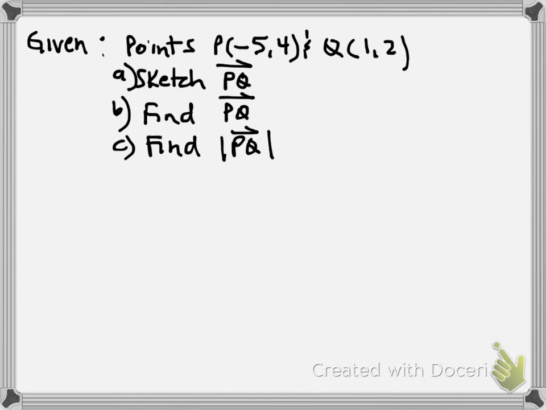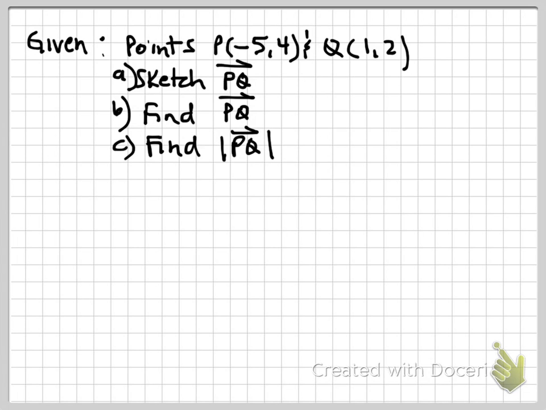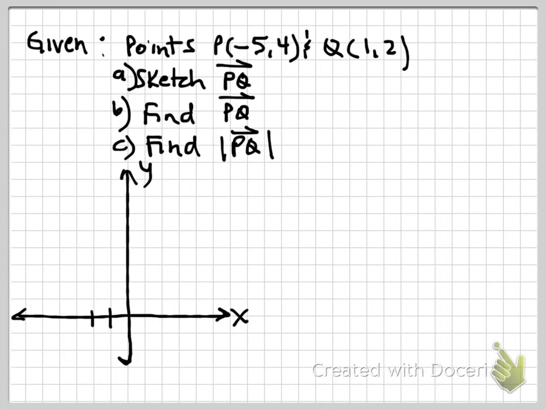So we're going to sketch it. We're going to actually figure out the directions to get from P to Q, and then we're going to figure out how long vector PQ is. To sketch it means we have to graph. So you guys might want to use some graph paper tonight. Let's see, negative 5, 4, and then 2. So here's X, here's Y, 1, 2, 3, 4, 5, 6. 1, 2, 3, 4.